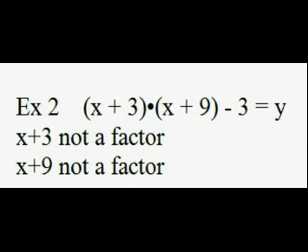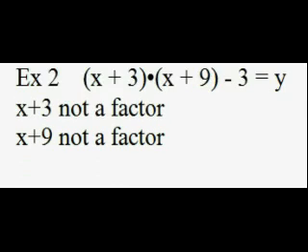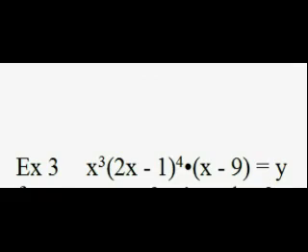In this next example, you notice we have something unique here. We have that minus 3 on the end. So even though the x + 3 and the x + 9 are being multiplied together, they are not going to be factors. That's because of that minus 3. Everything has to be multiplied together in order for it to be a factor.